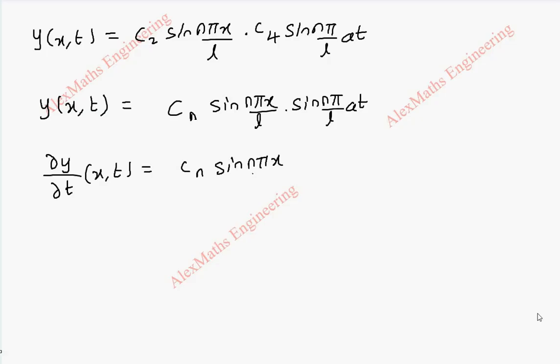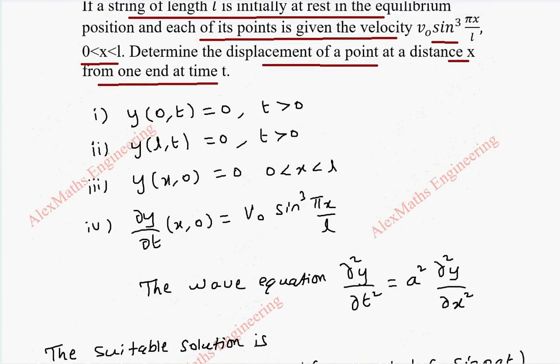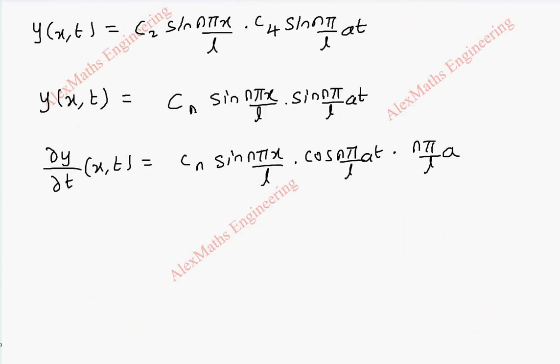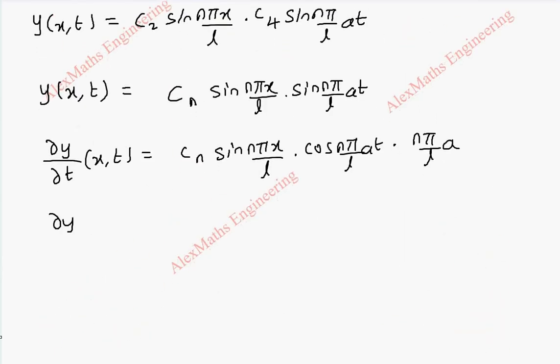Sin n pi x by L we keep as it is because we are doing partial derivative with respect to t, and this becomes cos n pi a t by L into the coefficient n pi a by L. And now as per the fourth condition, we have dou y by dou t of x comma 0. So let's take t as 0. So dou y by dou t of x comma 0 will be, with Cn, and we have to put t as 0. So this term will become 1.